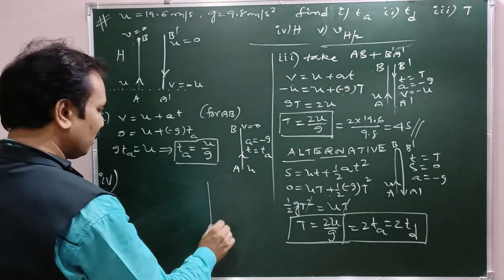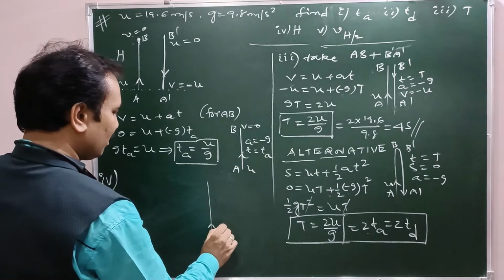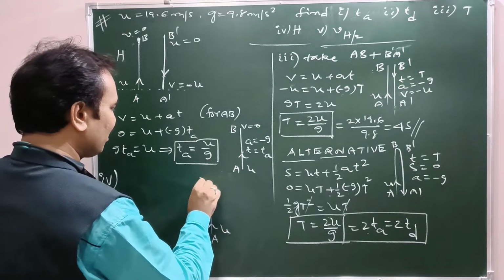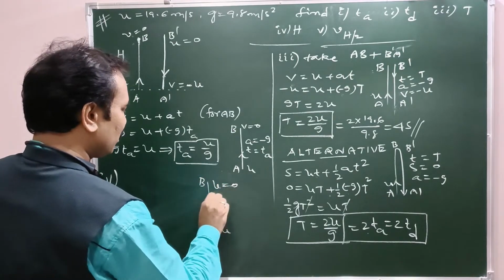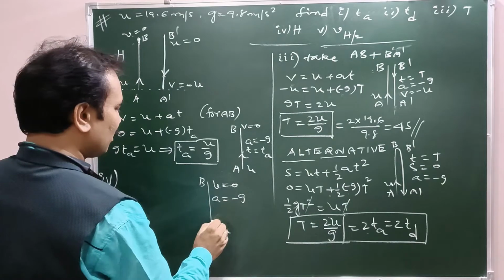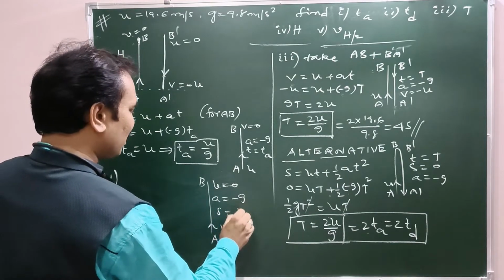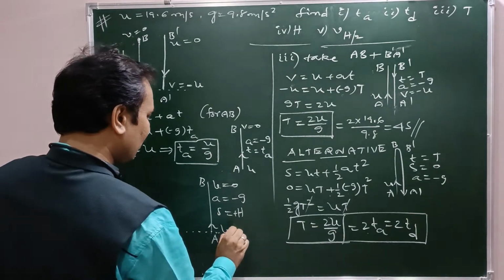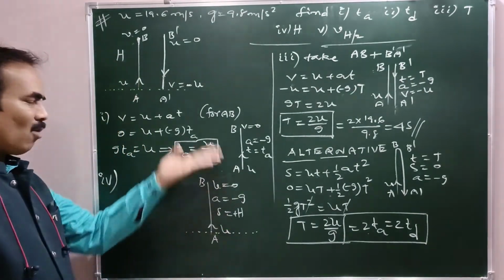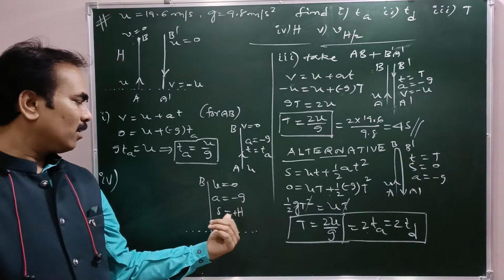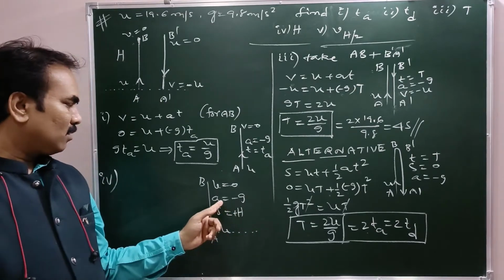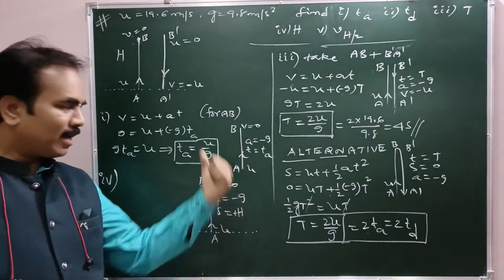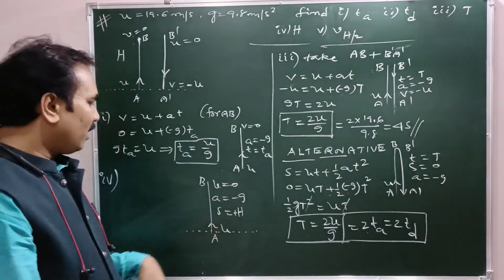Now see the segment, take the segment AB into consideration. Here the initial velocity at A is U, the final velocity at B is 0, A equal to minus G, S equal to plus H. Why? Because this is the reference line. From this reference line the body goes up, therefore S becomes positive. Of course, G is always negative while going up or while coming down, because gravity dominates.